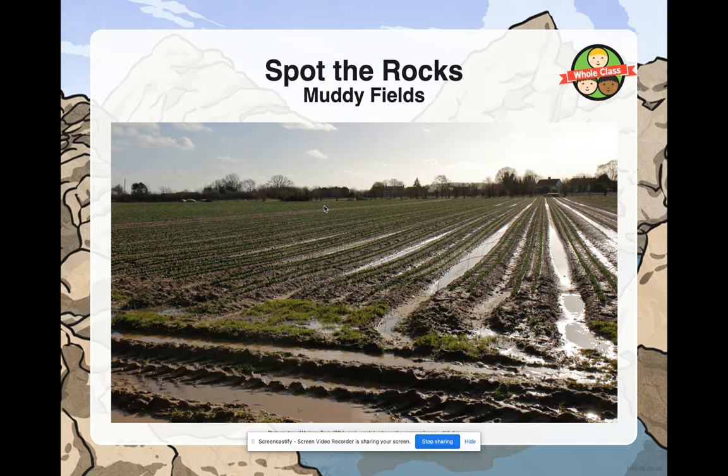Number 3 is the muddy fields. Where are the rocks in the muddy fields? Go ahead and write your answer down. Where do you think the rocks are here?